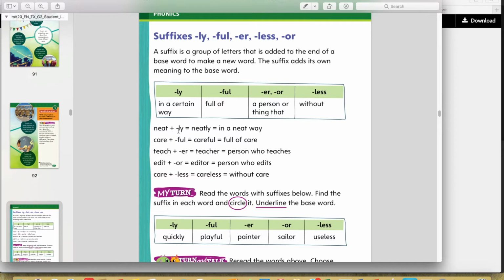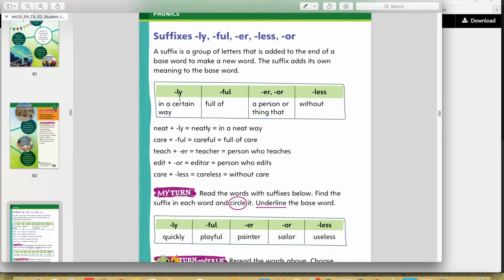So for example, it changes neat to neatly. We added this at the end of the base word neat, so that means in a neat way. Or careful, which means full of care. Or teacher, which means a person who teaches. Editor, person who edits. Or careless, which means without care.